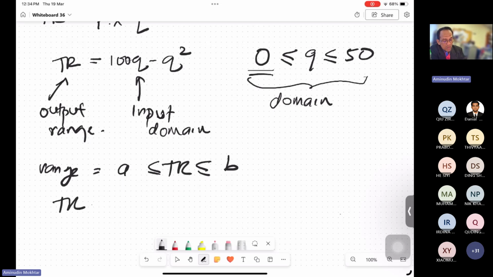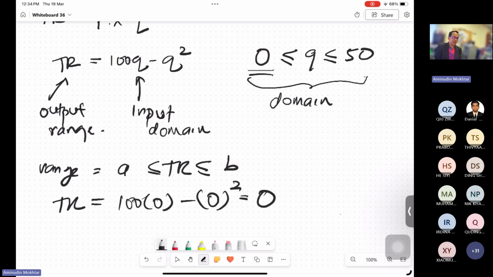So TR when Q equals 0: 100 times 0 minus 0 squared equals 0. So the minimum value of TR in this case is also 0. If you refer to the theory, the value of TR must be positive, never negative, because total revenue is P times Q. So basically the minimum value of TR is also 0, the same as the quantity.